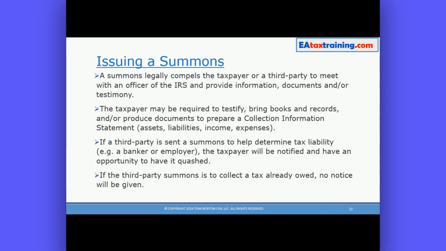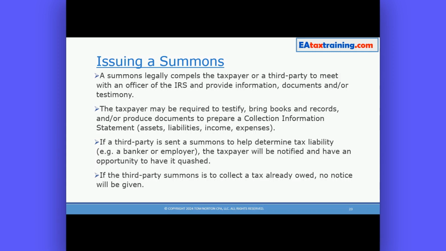If a third party is sent a summons, such as a banker or an employer, then the taxpayer will be notified and have an opportunity to have it quashed. In other words, they'll have an opportunity to say, hey, you don't need to talk to them. That person should not be summoned. That would be quashing that summons.